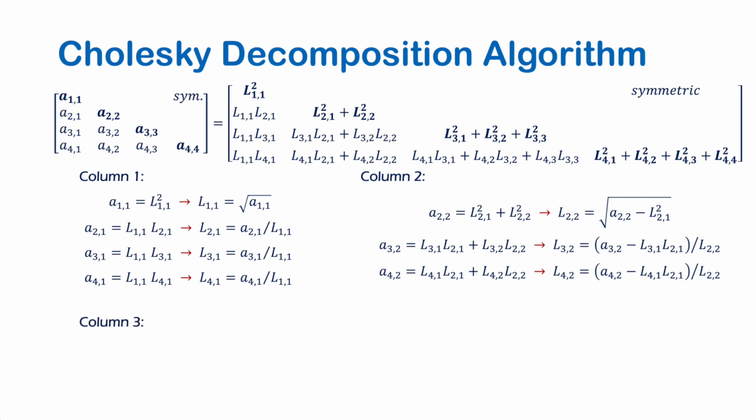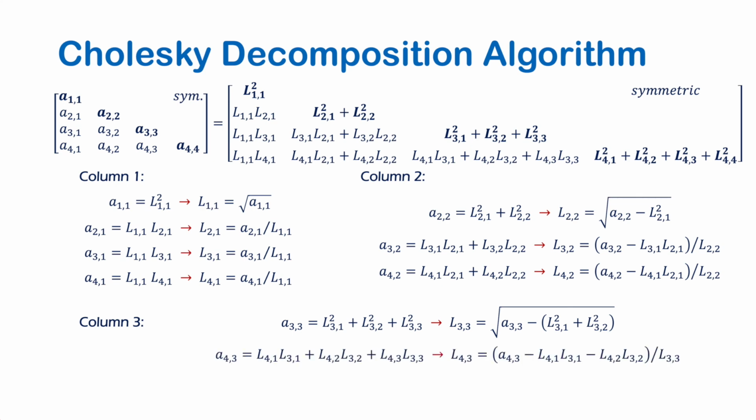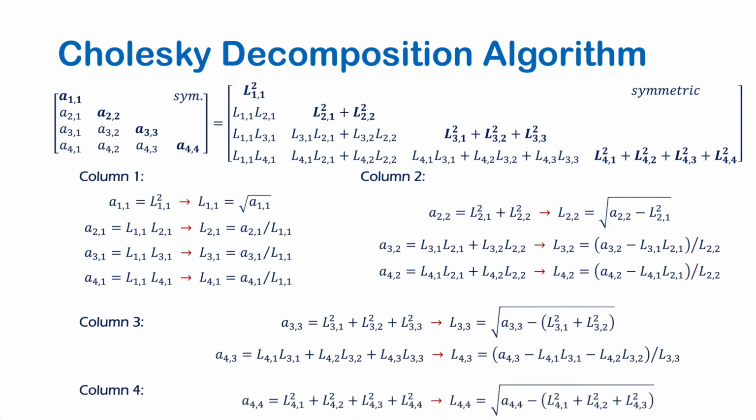Similarly, the third column can be found in the same way by using the elements of L from the previous 2 columns, and so on. The last column should have only one element on the main diagonal, and as you see, it is found by using all elements in the last row found before.